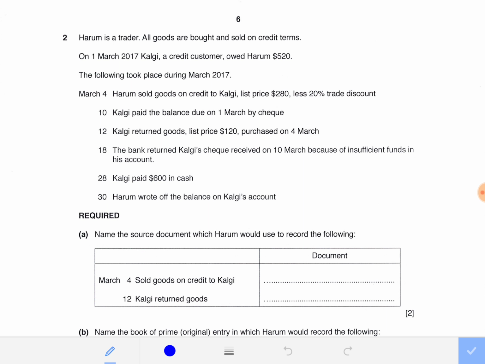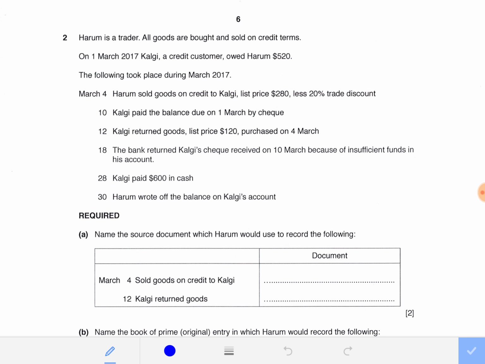Paper 21, May June 2017, number 2. This question is about books of prime entry, plus double entry, plus corrections of error. Okay, let's start from the beginning.